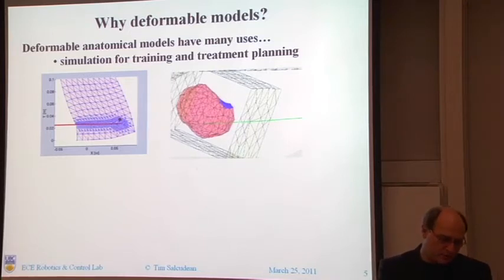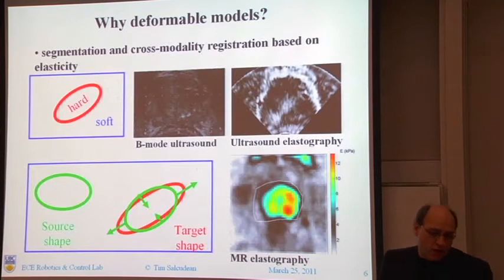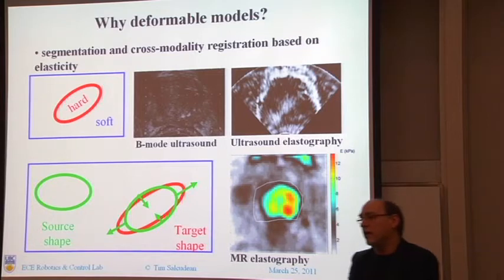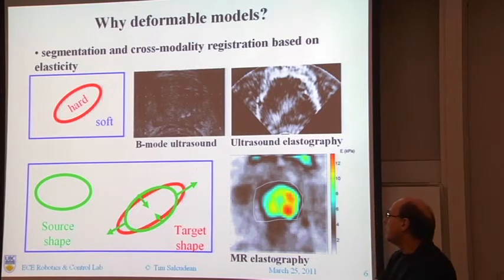So why would we worry about deformable models? Well, it's a very interesting way of doing deformable registration. If we did have the accurate modeling parameters, then we could take a source shape and move it to a target shape based on a physical model.